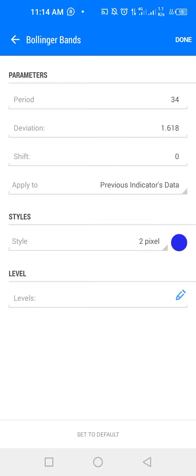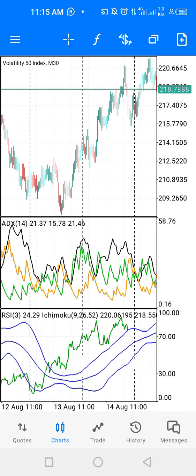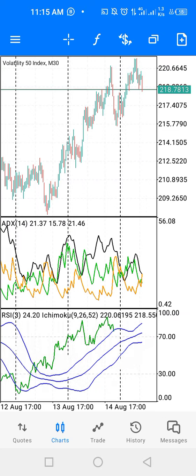Please take note: under the apply to, it has to be previous indicator data. Previous indicator data. Don't forget. Then click done. Can you see, this is our Ichimoku strategy. And we all know the rules of the Ichimoku strategy.